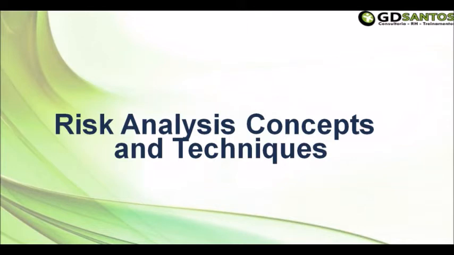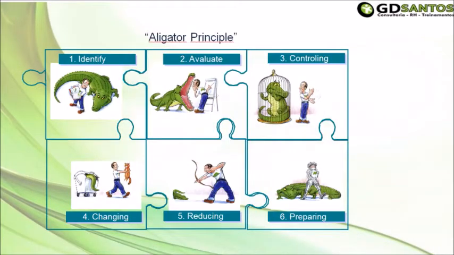Well, let us now see some important topics also related to NR10, risk analysis concepts and techniques, which are very important for analyzing the activities in the company. In the company, there are the so-called internal procedures. As part of those internal procedures, there is the so-called alligator principle. It is indeed a funny name, but it helps to exemplify the procedures that should be taken.